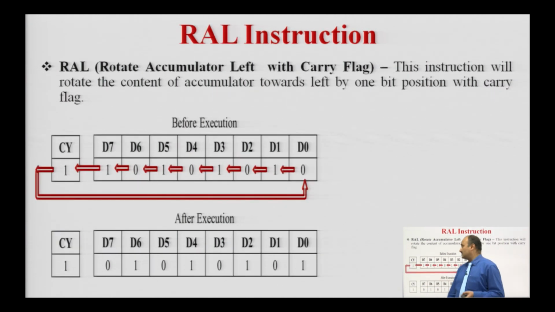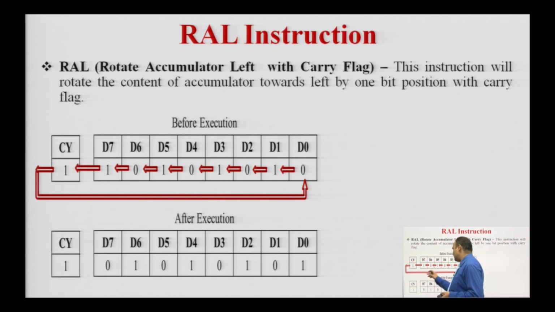Next is the RAL instruction. This instruction will rotate the content of the accumulator towards left with the carry flag. Here the rotation takes place through the carry flag towards left by 1 bit position. D0 is shifted to D1, D1 is shifted to D2, and the D7 bit is shifted to the carry bit position, and the carry bit is shifted to the D0 position. This is the meaning of the RAL instruction, rotate accumulator left with the carry flag.